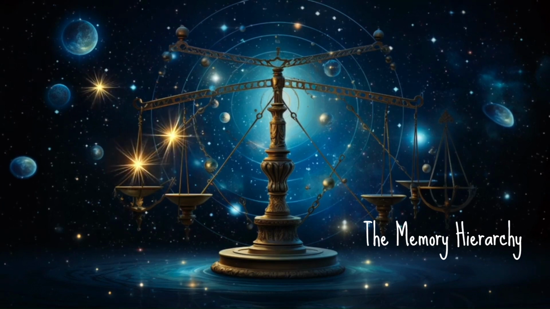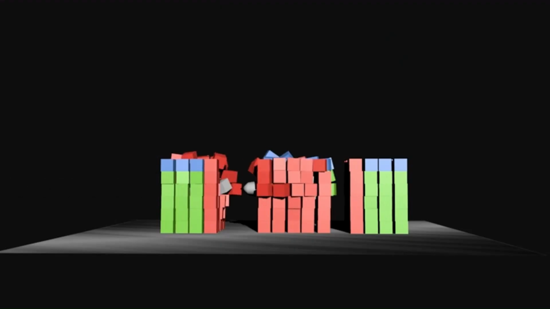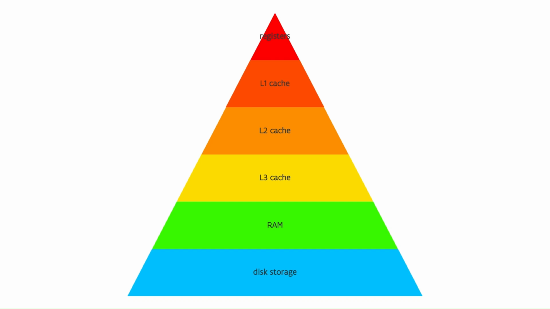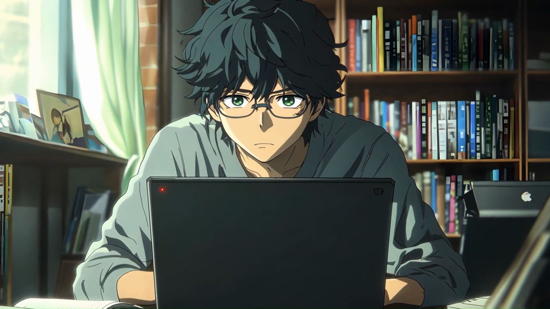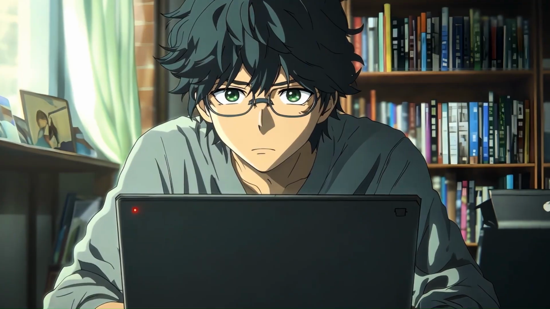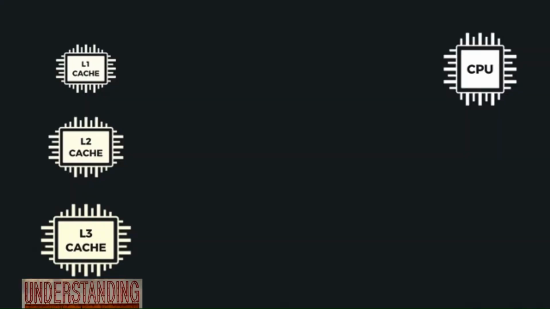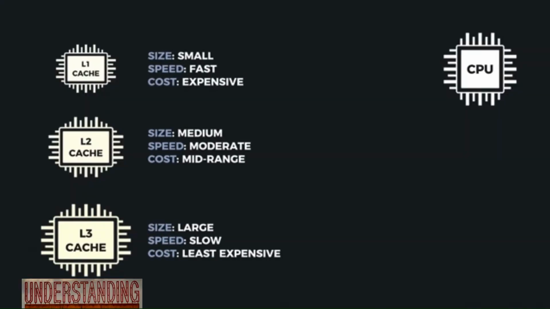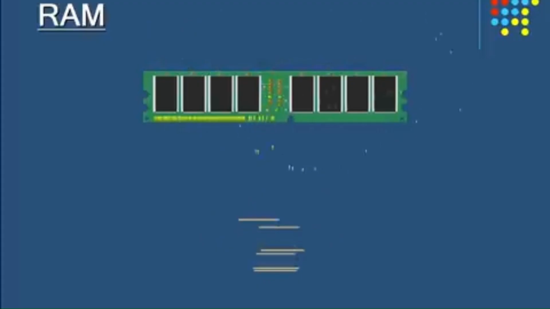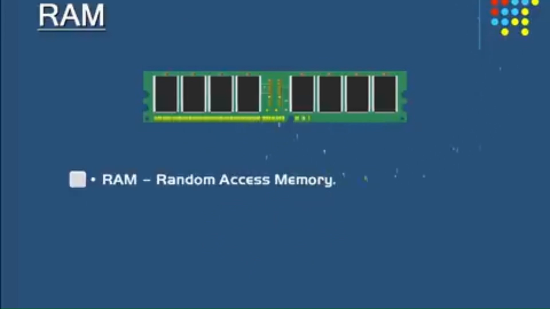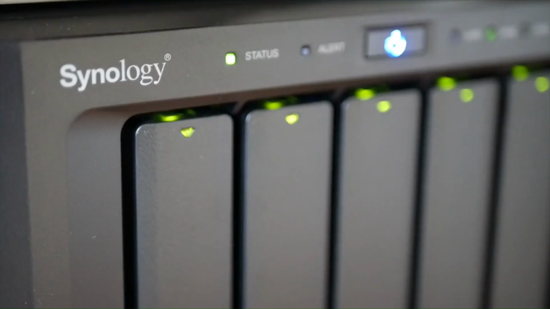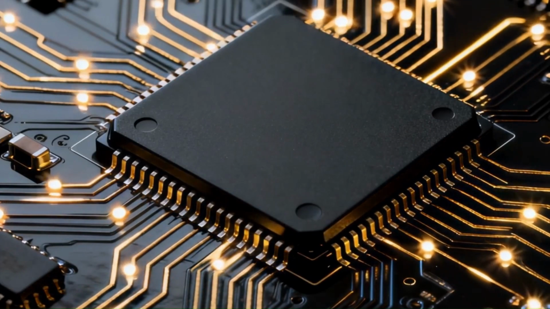But how do computers balance speed, size, and cost? That's where the memory hierarchy comes in. Imagine you're a scholar working on a paper. You have your desk, bookshelf, and warehouse. The CPU uses a similar hierarchy. Cache, L1, L2, L3, is like your desk, extremely fast but very small. RAM is like your bookshelf, fast but medium-sized. Storage, SSD, HDD, is like the warehouse, slow but very large. The goal is to keep the data the CPU needs right now as close as possible to minimize waiting time.